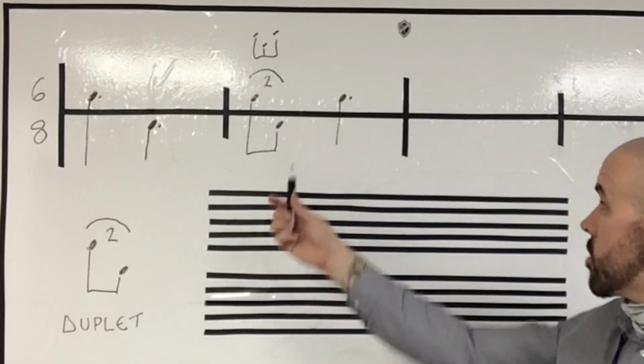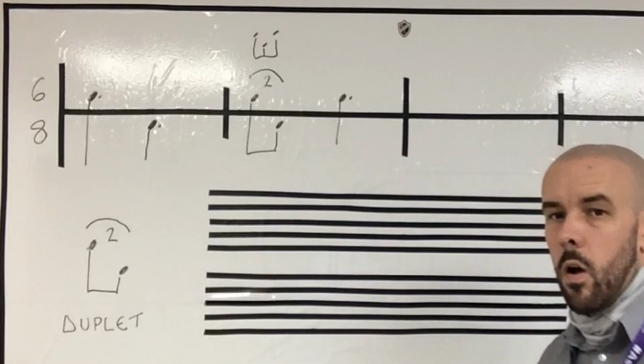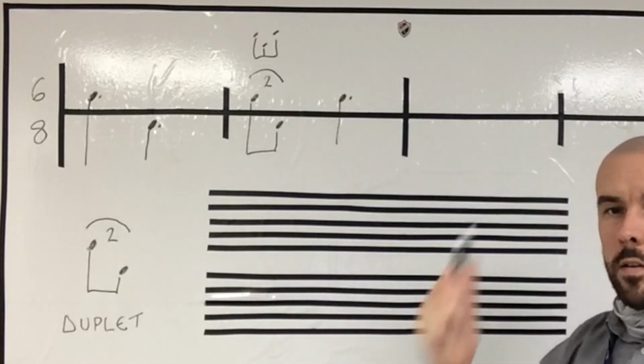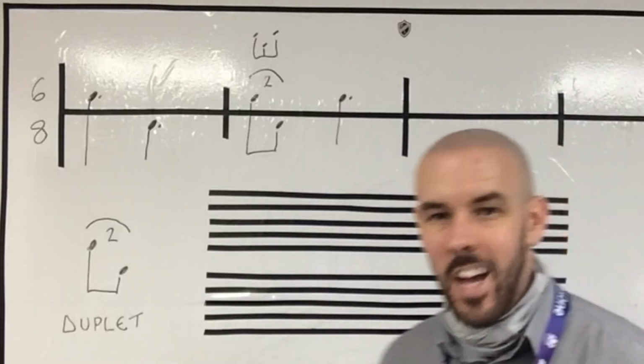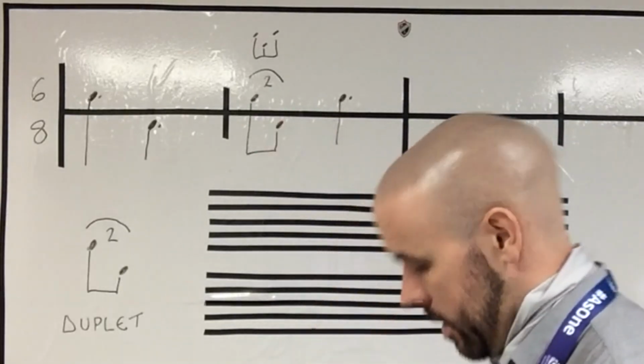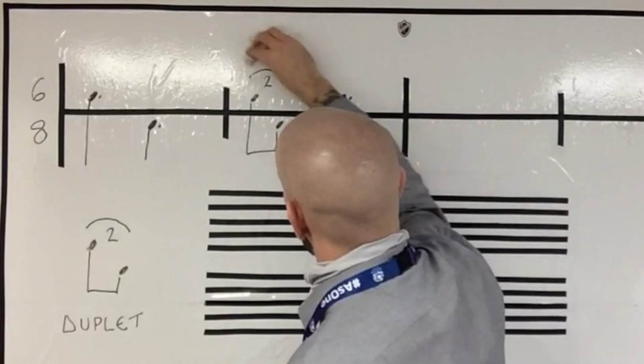Okay? I'm going to play 1 and 2. 1 and 2. 1 and 2. It's played in the exact same time. So it's 2 in the time of 3. And we can rub that out now.